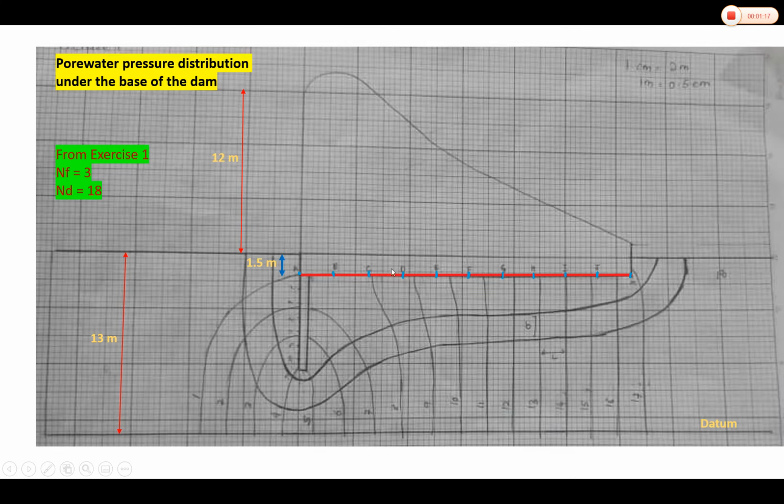If you can see here, the red line along the base of the dam. This is our focus, to determine the distributions of the pore water pressure from point A to the end of the concrete dam. From this exercise, I have the NF equal to 3 and ND, the equipotential number, is 18. I already set the datum at the lower part of the soil layer. This is the datum. We have the upstream level 12 meters and the soil layer is 13 meters.